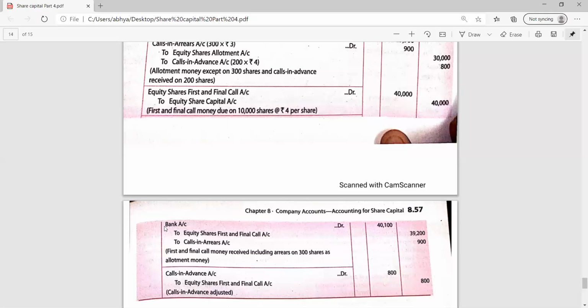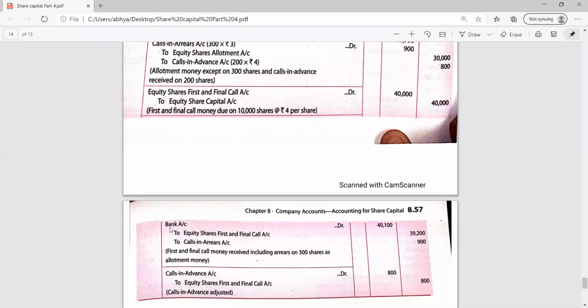How do we have to write it? Bank account debit, calls in advance. Why is the calls in advance account debited? Because in the previous entry it was credited. So now that person has already paid that amount with the allotment, so he will not be paying it now. So we have to debit this account and close it. In the next entry, calls in advance will always be closed down.